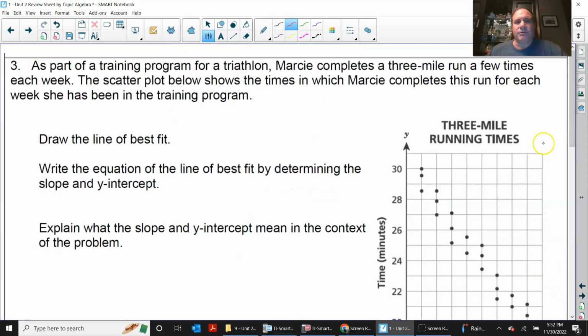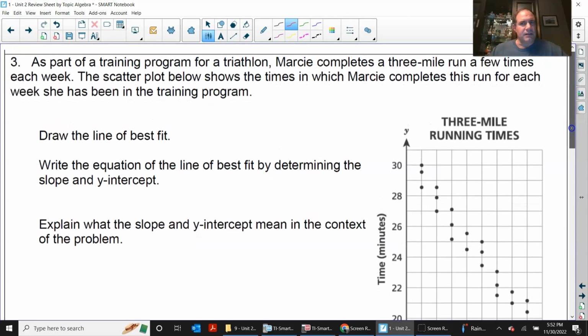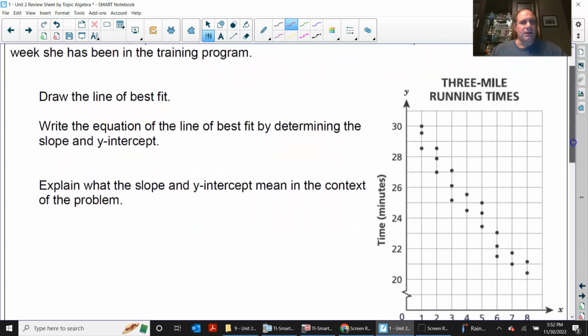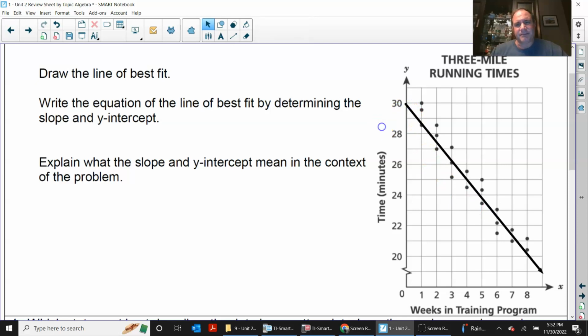As part of a training program for a triathlon, Marcy completes a 3-mile run. Good for Marcy. A few times each week, the scatterplot shows her times. All right, draw a line of best fit. We know that we have to draw a line of best fit right here. I'm going to move that down a little bit. I'm going to start it at 30. I'm going to move this down just a little bit. That is the center of all the points as best as I possibly could.